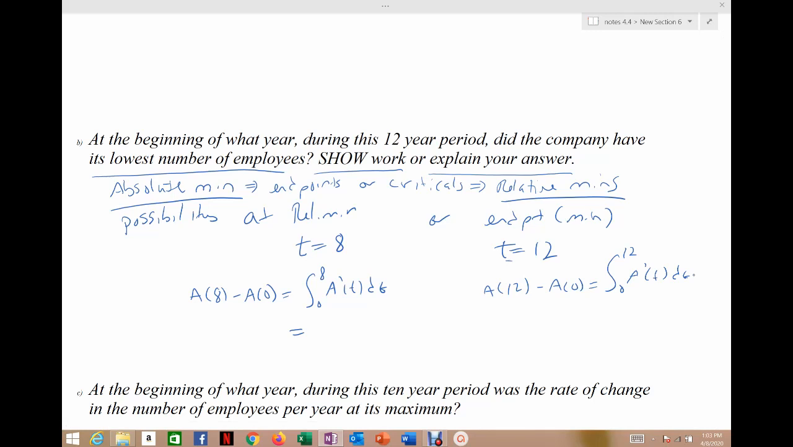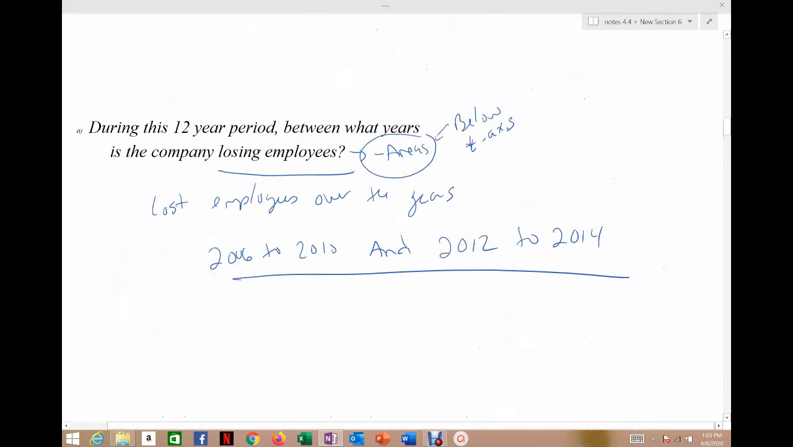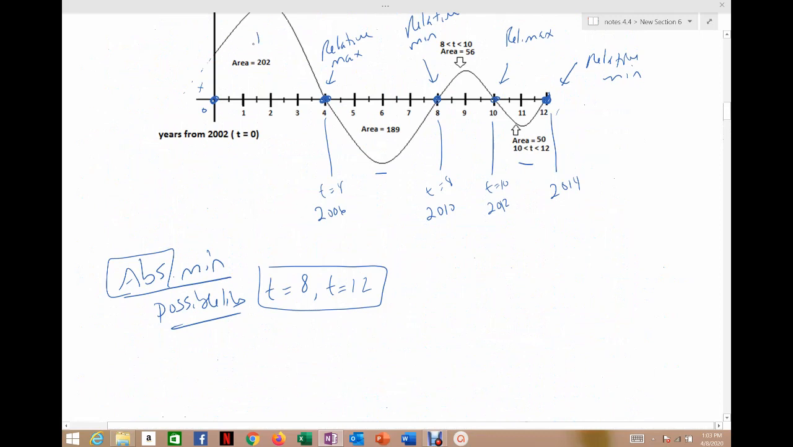And again, it's a net loss and a net gain. It's over all of those years. When I get to the end of them, did I have more people at 12 or more people at 8? So I'm looking for minimums. Do I have less people at 8 years or less people at 12 years? And so I go add my positive and negative areas. So keep in mind, remember, gain, loss, gain, loss.